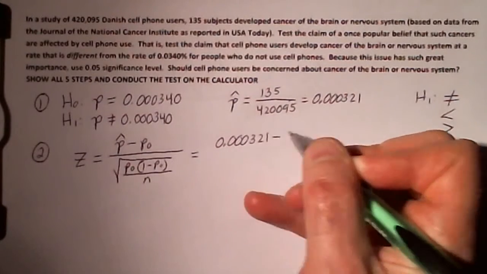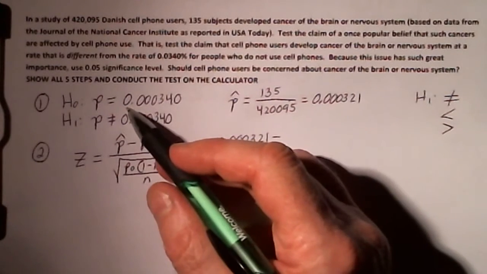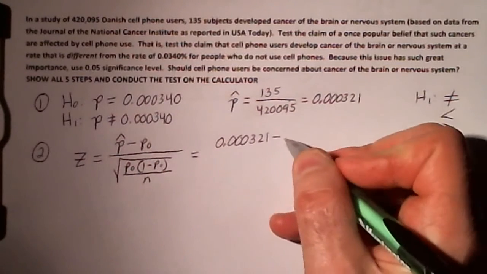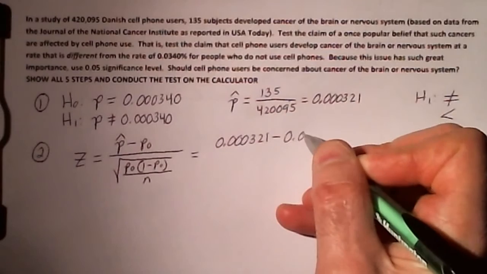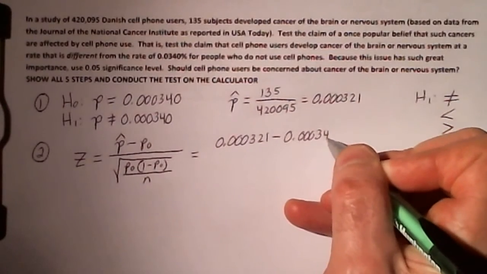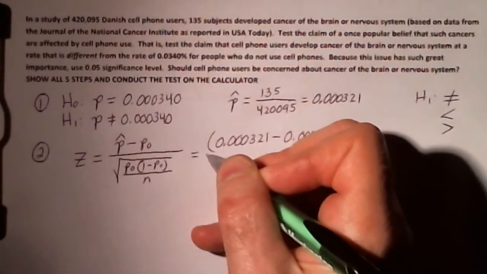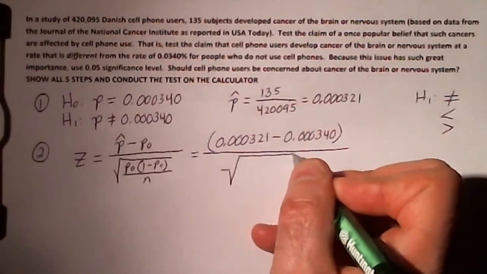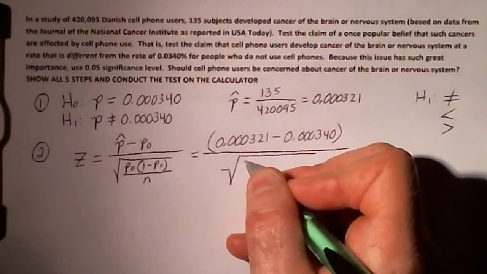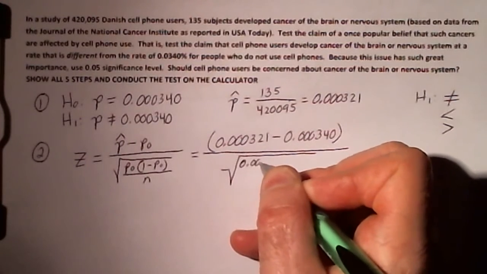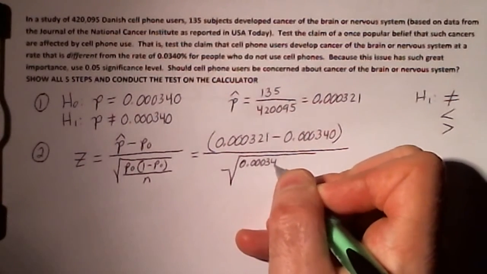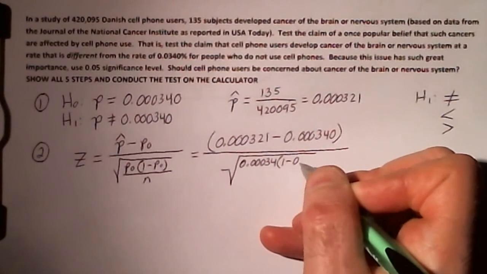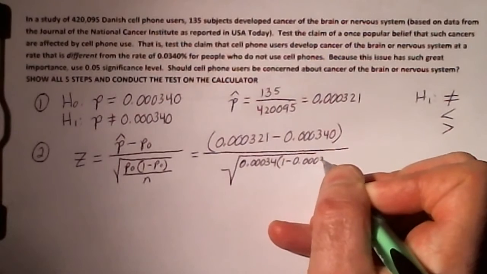Now to compute our test statistic using p hat, we replace p hat with the 0.000321, and we subtract off p naught, which is the purported population proportion under the null statement, which is to say we subtract off 0.000340. Make sure you put this inside parentheses. All divided by the square root of P naught, which is 0.00034. I'm going to leave the 0 at the end off, times 1 minus 0.00034.